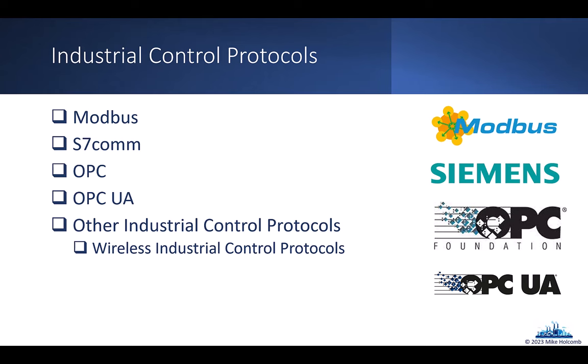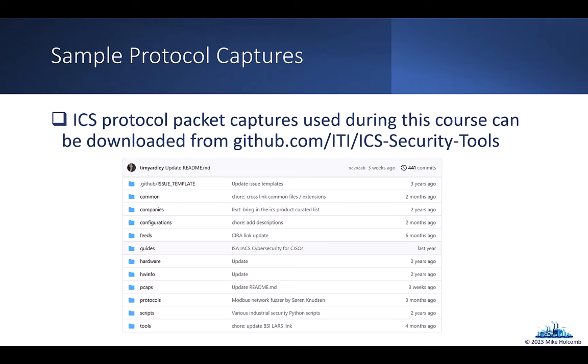And there are also wireless industrial control protocols as well. We still use things like 802.11, just regular old Wi-Fi, but there are specific wireless industrial control protocols like Zigbee and WirelessHART. And you still use things like Bluetooth as well. So we'll talk a little bit more about those and some examples as we go throughout the course. Again, we're going to focus on Modbus in this course, and we're going to look at one of the versions of Modbus that runs over TCP/IP.